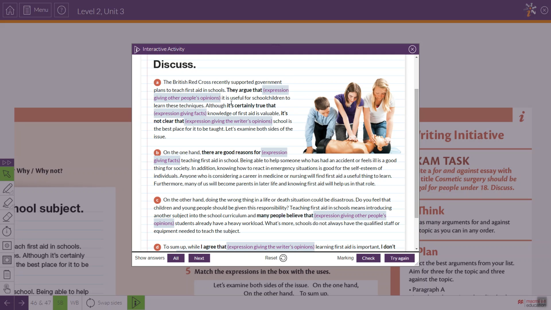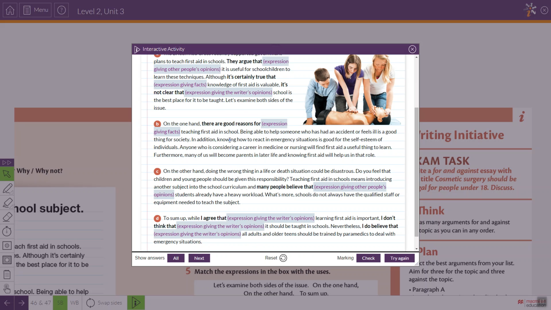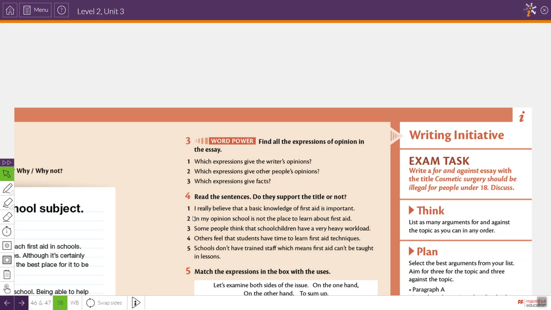In the first paragraph, you don't give your opinion. You talk about what other people say. You present both sides of the issue. Then you have to give facts to support your ideas, as we will see in a minute. And then in the last paragraph, again, you have to give your own opinion. All right, let's move on to the next one now.